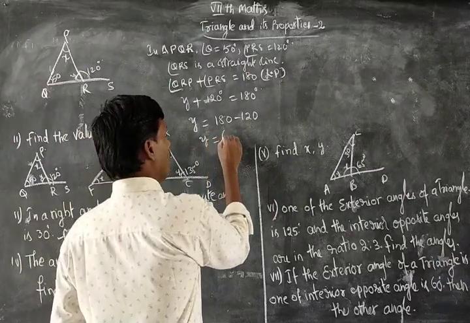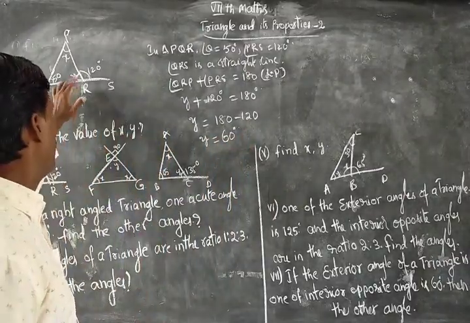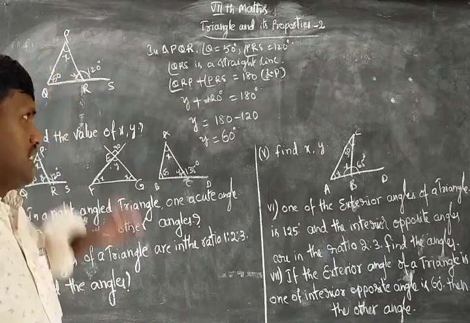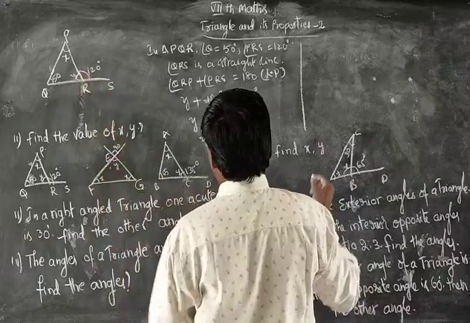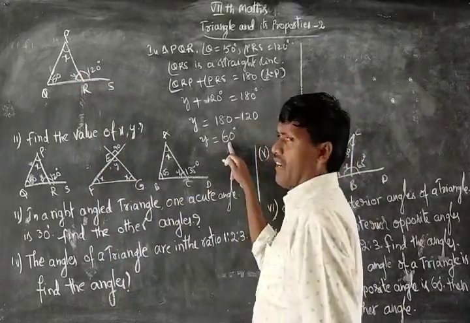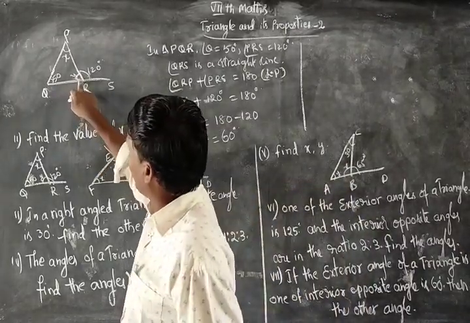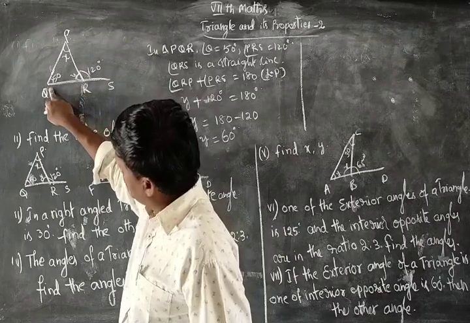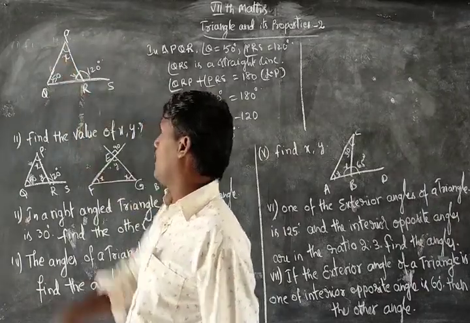So we got y degrees. How much is it? 60 degrees. We got the y value, 60 degrees. And after finding that 60, we have to find x. So again, we have to find the x value. We know the value of y degrees, and y means angle R, and angle Q is 50. But we don't know angle P.